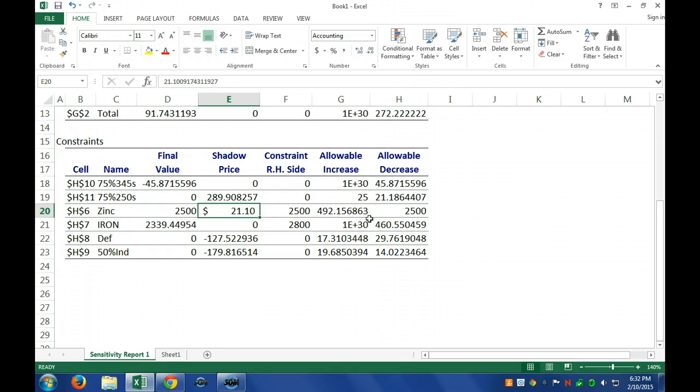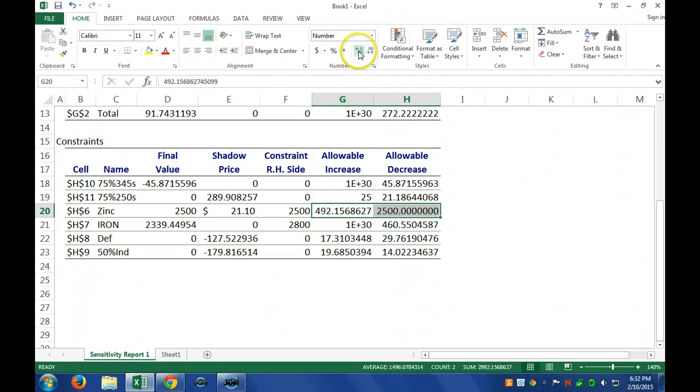Okay. I can't do that forever and ever, just keep adding more zinc and getting more money. It tells me via these two numbers what that range is. I can keep going, an extra pound gives me an extra $21, up to an extra 492 items. That's called the range of feasibility.